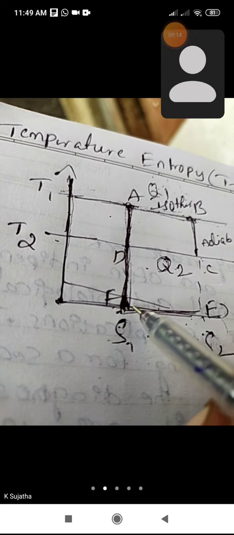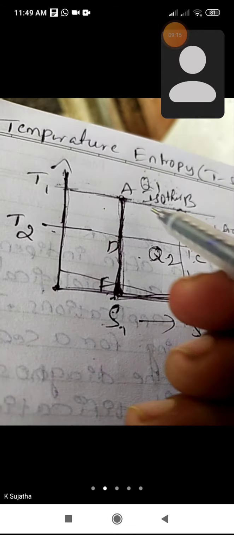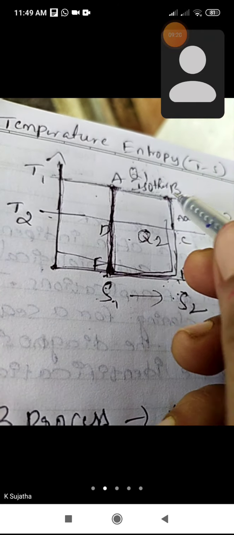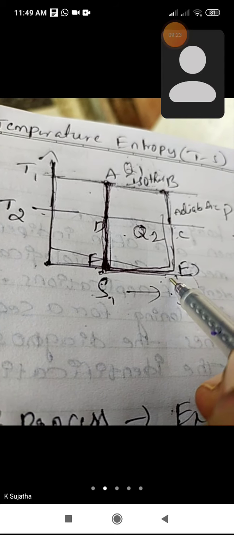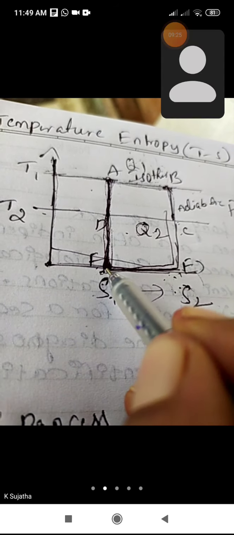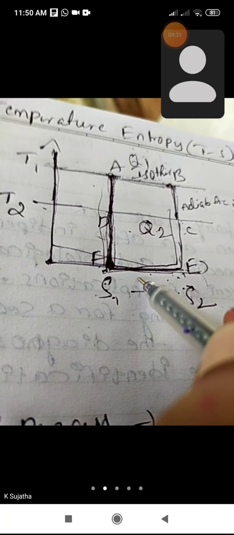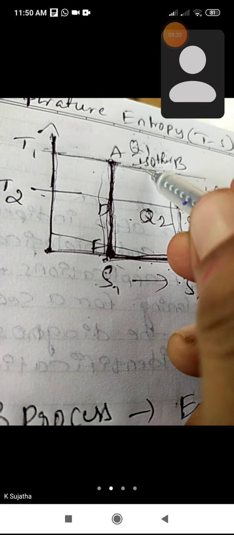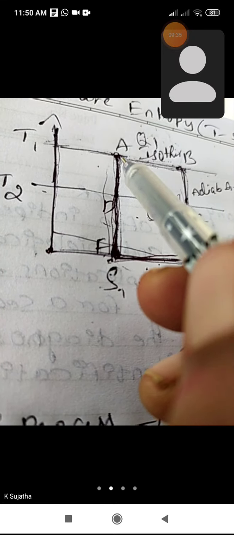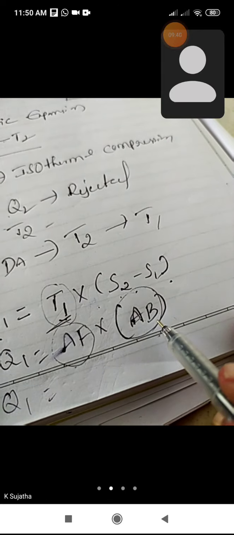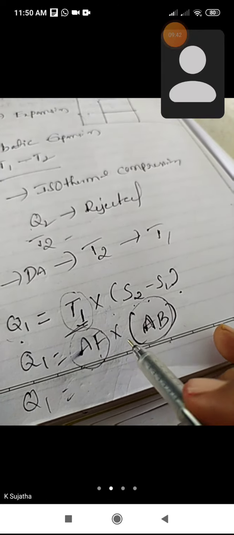AF into AB. So look at this diagram. Suppose this is a rectangle, ABEF is a rectangle. This is the length and this gives the height. Length times height is nothing but the area of this rectangle, ABEF.